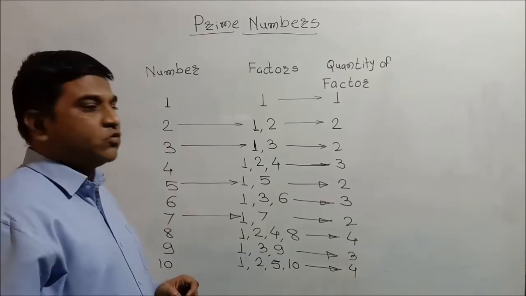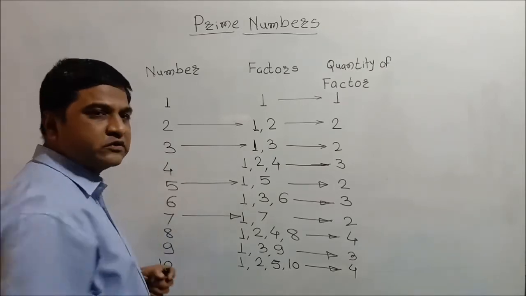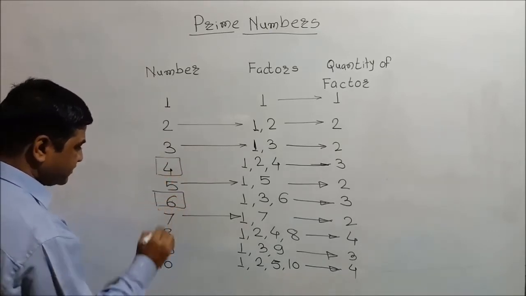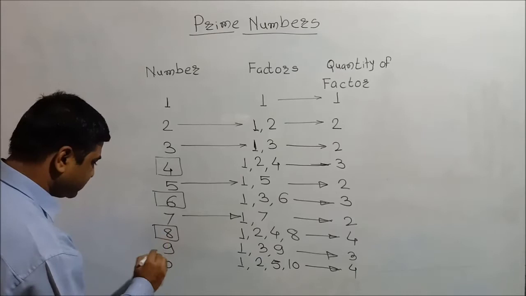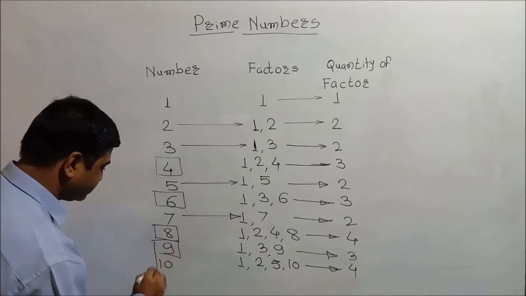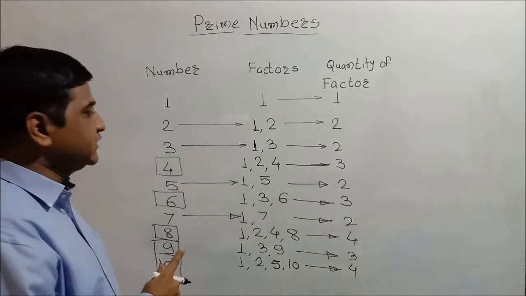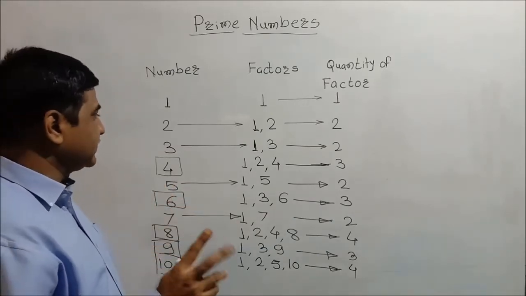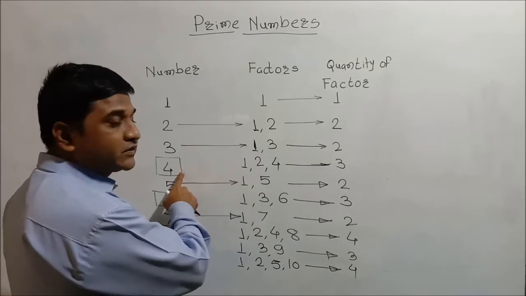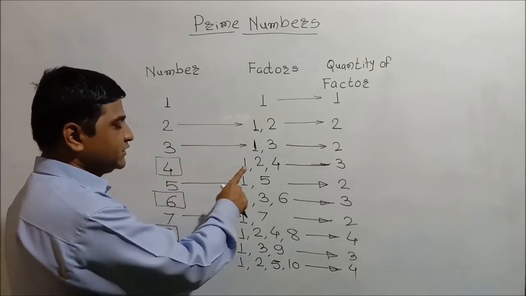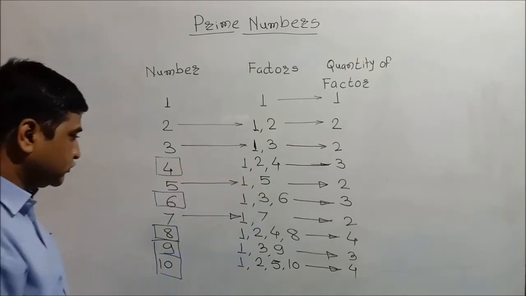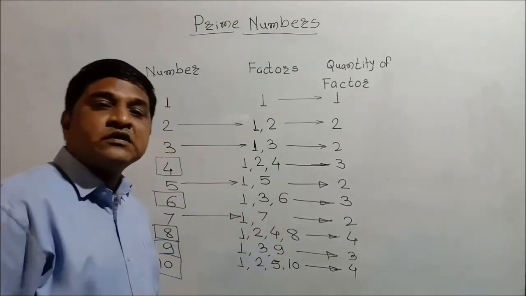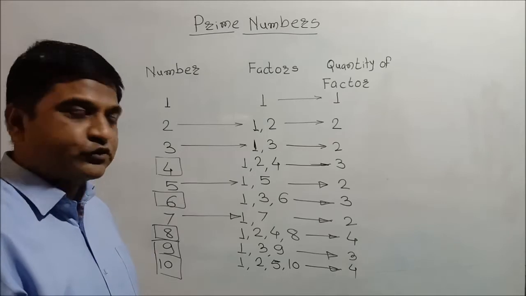Okay, so what is the name for other numbers such as 4, then 6, then 8, 9 and 10? Well, these numbers can be divided by more than 2 factors. For example, 4 has divisors 1, 2, 4. You may take the example of 8, it can be divided by 1, 2, 4 and 8. These numbers are known as composite numbers.